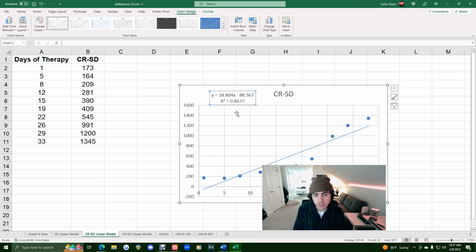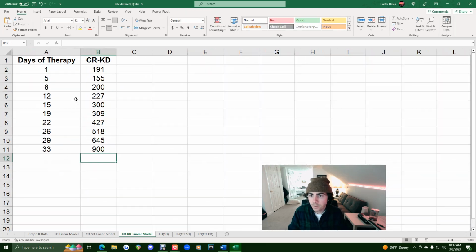R² would be about 0.87 if you rounded. And also, make sure to round those to 2 decimal places. All right, let's do this one.